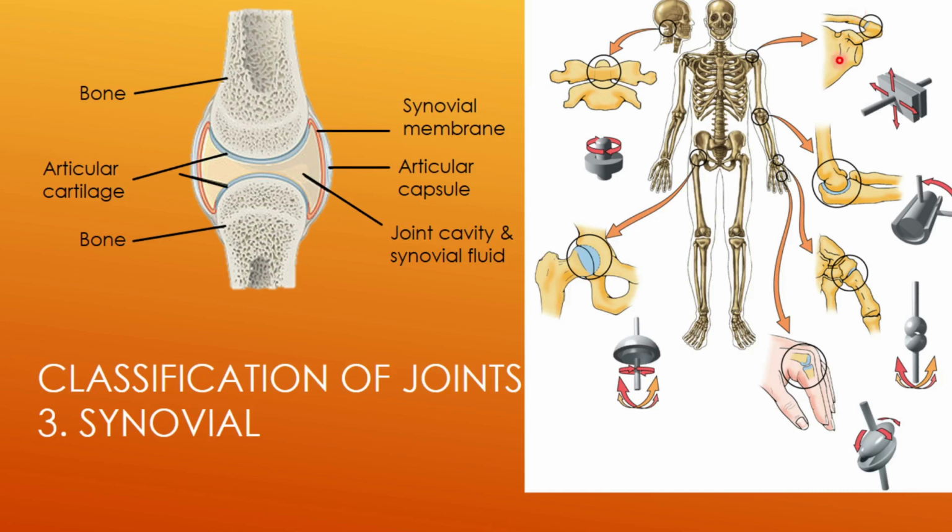The next subtype I'm going to mention is shown here, and this is a hinge joint. So it's similar to a hinge on a door. So you can flex and extend these types of joints.